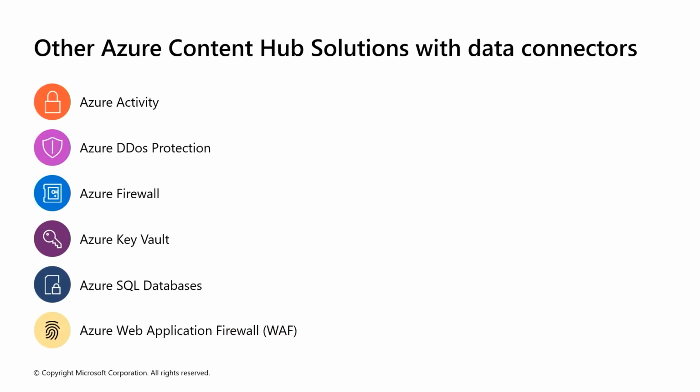Azure Content Hub offers a variety of built-in solutions that include data connectors for key services like Azure Activity, DDoS protection, firewall, Azure Key Vault, SQL databases, and a WAF, a web application firewall. These connectors make it easy to ingest telemetry from your core Azure services directly into Microsoft Sentinel, which allows for monitoring and analysis. Each solution is packaged with relevant content like analytics rules and workbooks to help you get started quickly. It's a streamlined way to enhance visibility and your threat detection across your entire Azure environment.